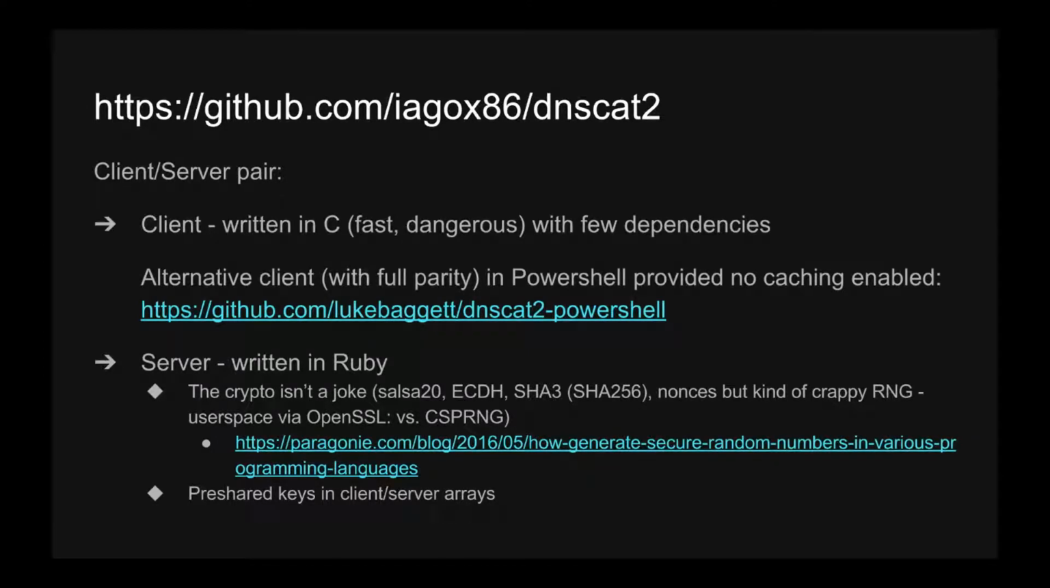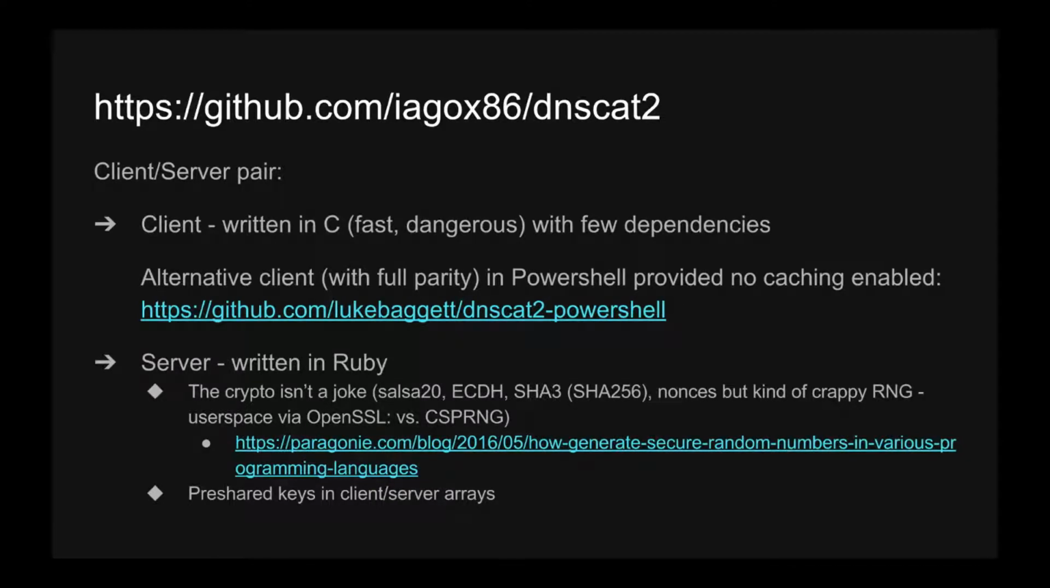So the crypto in this thing isn't a joke. I traced it really quick. The gentleman, Ron, who has his blog, Skull Security, understands crypto really well. So it uses Salsa20, which is a very robust stream cipher, elliptic curve Diffie-Hellman key exchange, and the SHA-3 family. There are nonces built in. He's using a crappy random number generator, so that's my one dig.